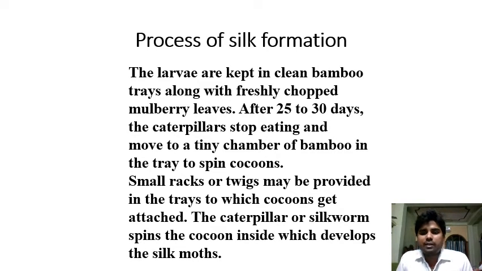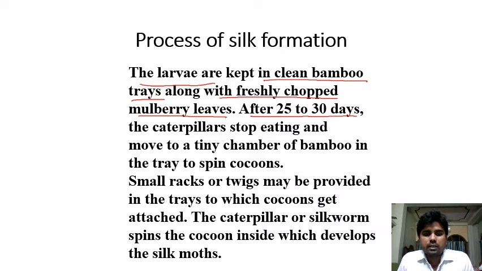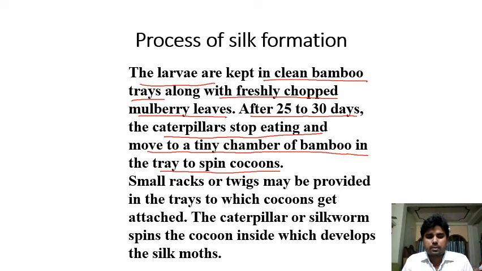Now we will revise all the processes of silk formation as we have done in the previous class also. The larvae are kept in clean bamboo trays along with freshly chopped mulberry leaves. After about 25 to 30 days, the caterpillar stops eating and moves to a tiny chamber of bamboo in the tray to spin the cocoons. For 20 to 30 days, the caterpillar or silkworm eats a lot of mulberry leaves that are given by the farmer itself.